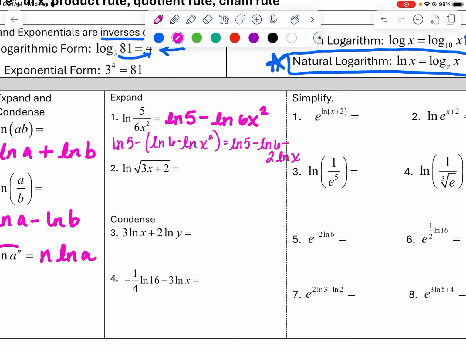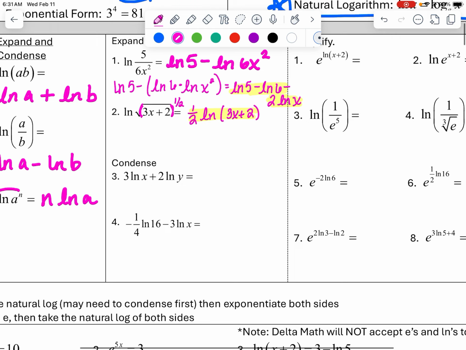Let's do the same thing on number 2. We're going to rewrite this square root as a 1/2 power, which allows us to move that in front. So this is 1/2 out front, natural log of 3x plus 2, and that cannot be simplified any further. That is the answer there. It does not go any further because there is no multiplication or division inside.